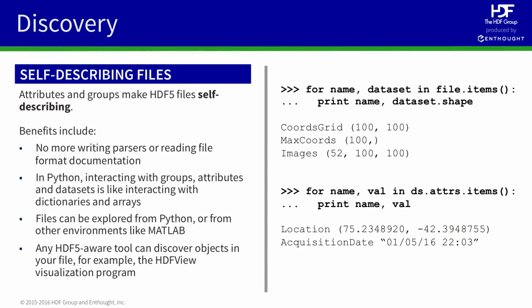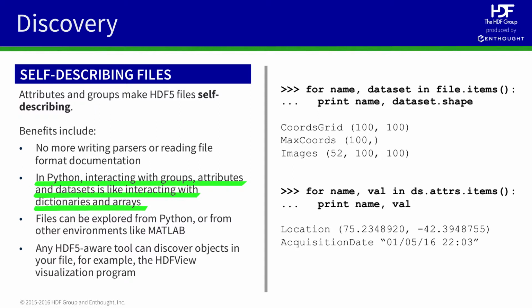What does it mean to be self-describing? In the HDF5 world, it means that you can skip the step where you write a long parsing script to pull data out of a file. In Python, this means you can interact with groups, attributes, and datasets in a very Pythonic way.